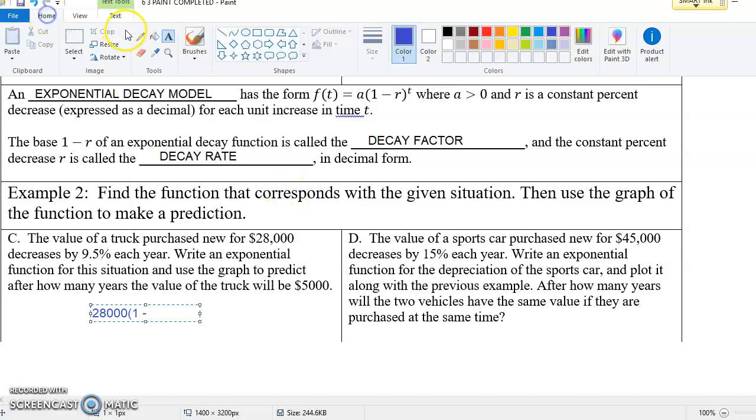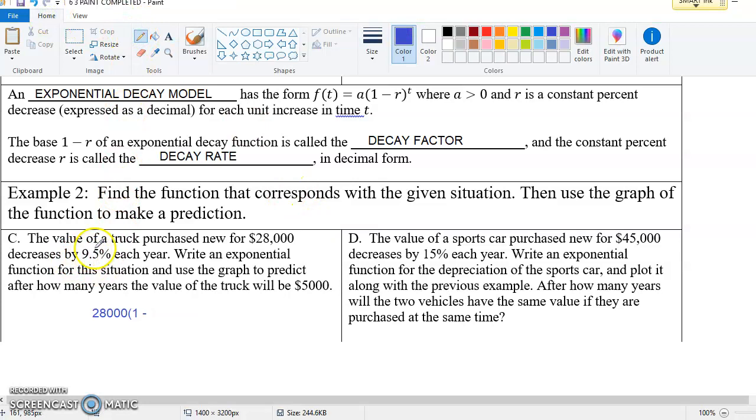Now, one big key to this problem, remember what we talked about before, 9.5% as a decimal is actually 0.095. You always have to move the decimal over twice, and if you have an extra spot, you need to put a 0 as a placeholder.